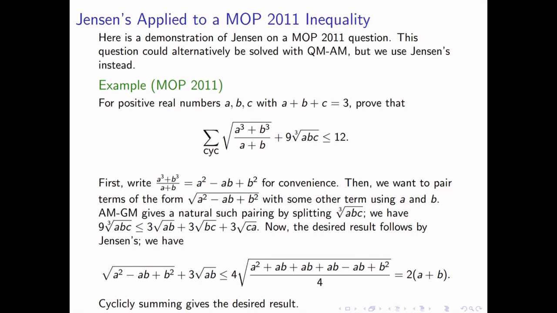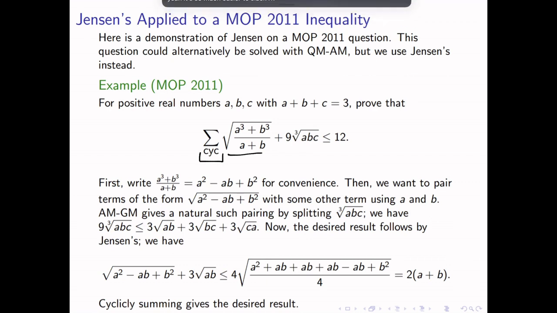Firstly, to understand what the cyclic sum is, cyclic sum basically just means that we substitute a, b in, and then we substitute b, c in, and then we substitute c, a in. So really, this is equal to the square root of (a cubed plus b cubed) over (a plus b), plus the square root of (b cubed plus c cubed) over (b plus c), plus the square root of (c cubed plus a cubed) over (c plus a), plus 9 cube roots of abc, is less than or equal to 12.